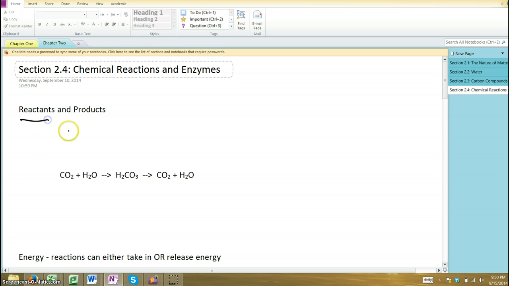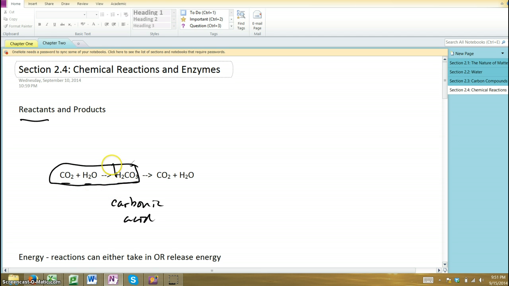The reactants are what are getting together, if you will, to form a product. And so here, for example, we have a relatively simple chemical reaction. We've got carbon dioxide and water reacting to form this molecule called carbonic acid. So if we just look at this side of the equation, we're going from relatively simple molecules up to larger ones.